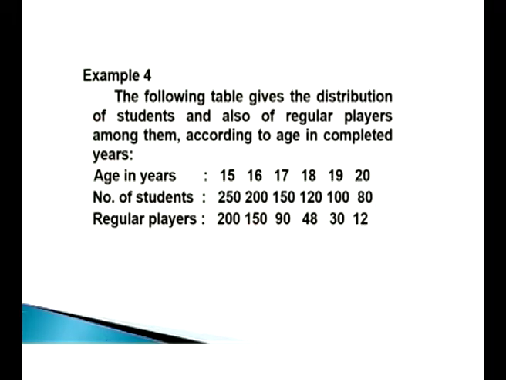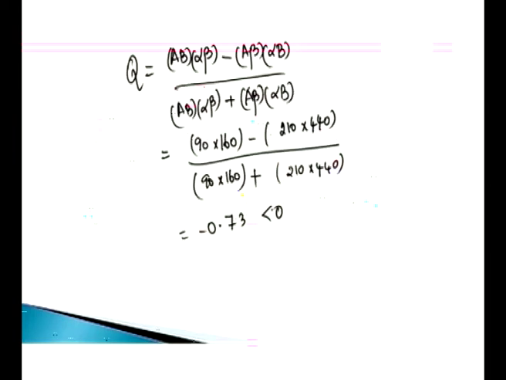It means the two attributes are negatively associated, that is, whether students are major or minor is not at all associated with whether the players are regular or not regular. So, this is the information we have arrived at from the given data. Now, so far we have discussed the measure of association called coefficient of association.